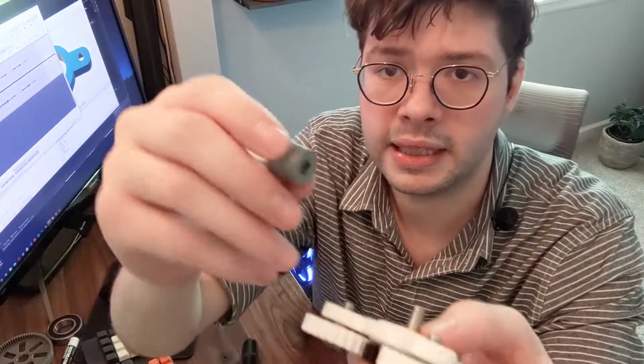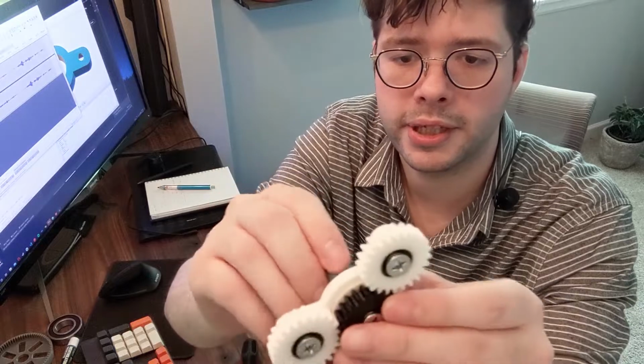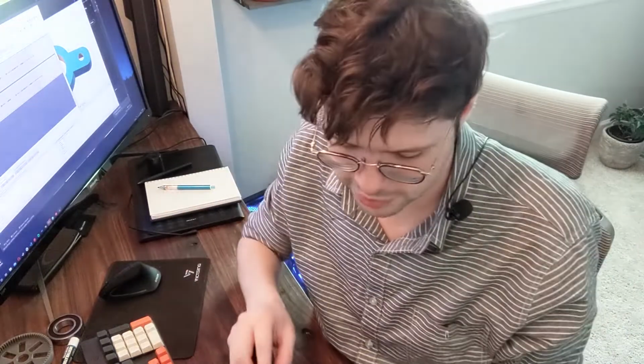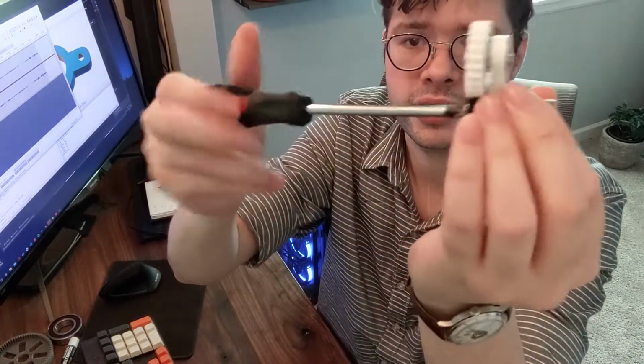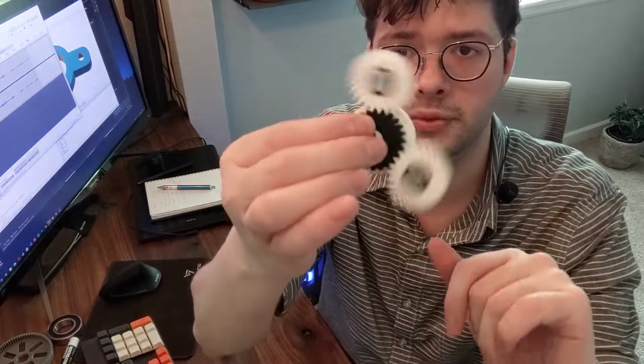The last thing that I had to make is this nub, which is essentially what you hold on to when you do the fidget part of the fidget spinning. And the nub also uses a capture nut, just like everything else. And putting it all together, you have a beautiful fidget spinner.